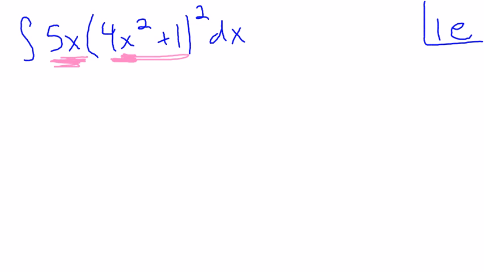where I let this whole inside piece be my u. And I'll write that u. So let's just go ahead and do it. I'm going to let u equal 4x squared plus 1. Then if I derive that, I get du is equal to, well, I do power rule, I get 8x, and the 1 goes away.